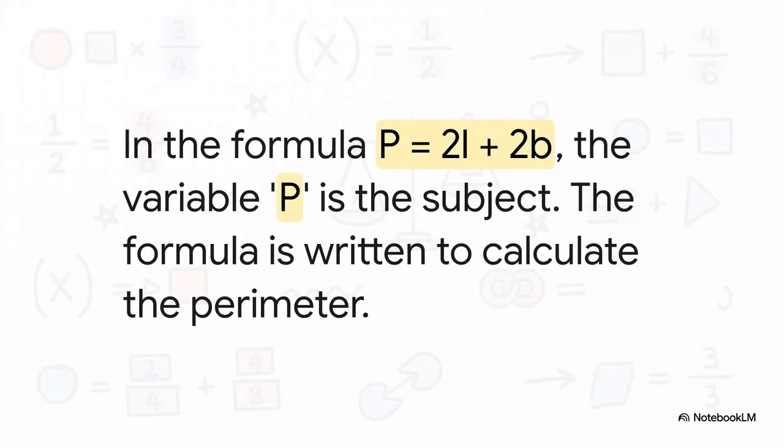Think about a really familiar one, the formula for the perimeter of a rectangle. See how P is the subject? The whole formula is built to find P. And everything else, the length L and the breadth B, they're all on the other side doing the work.